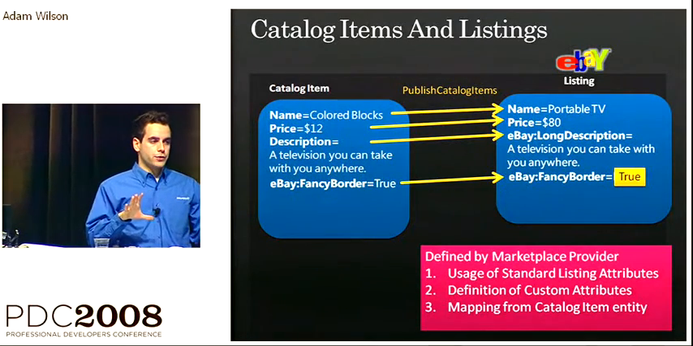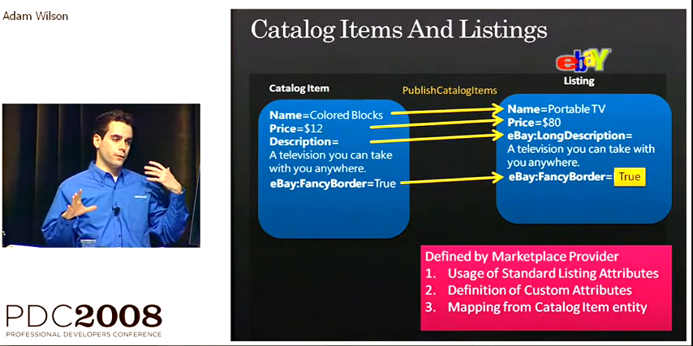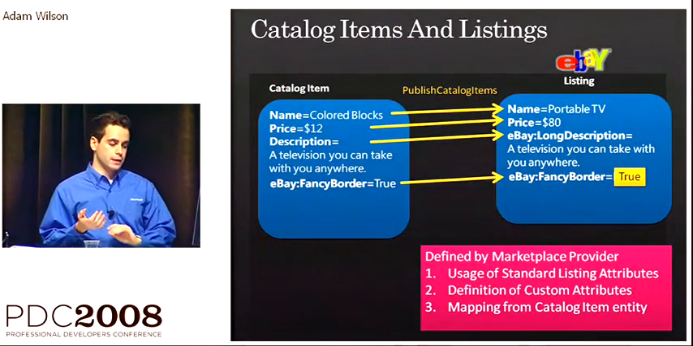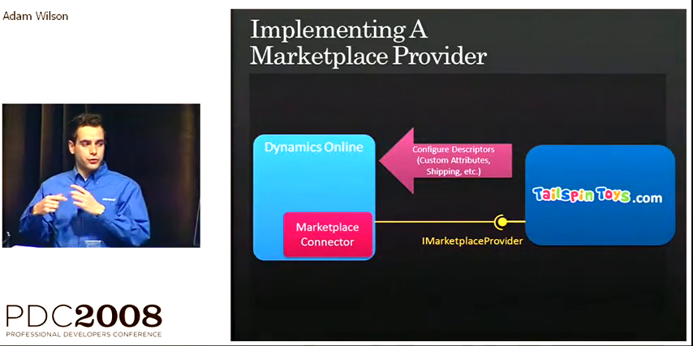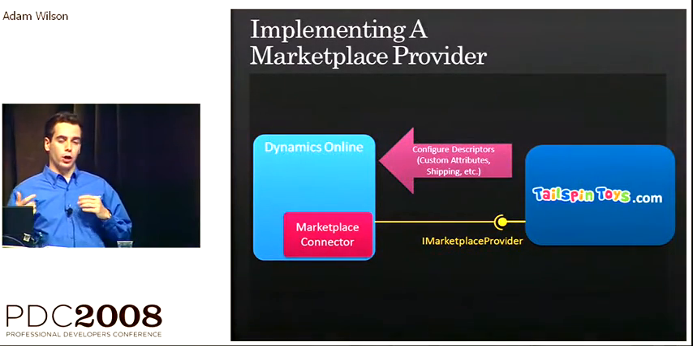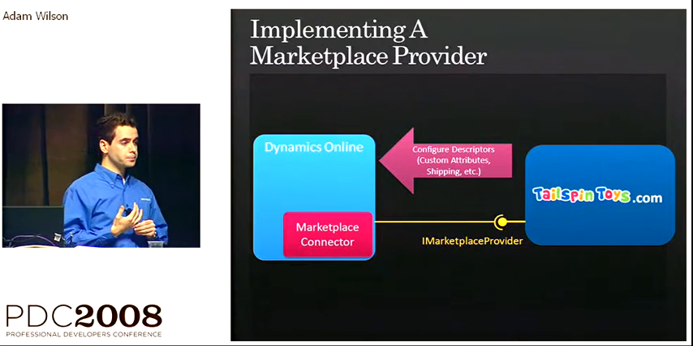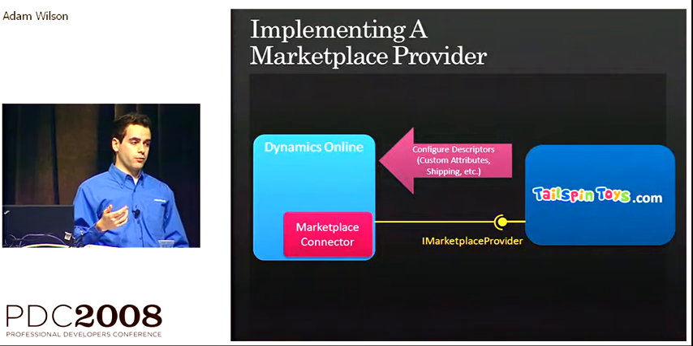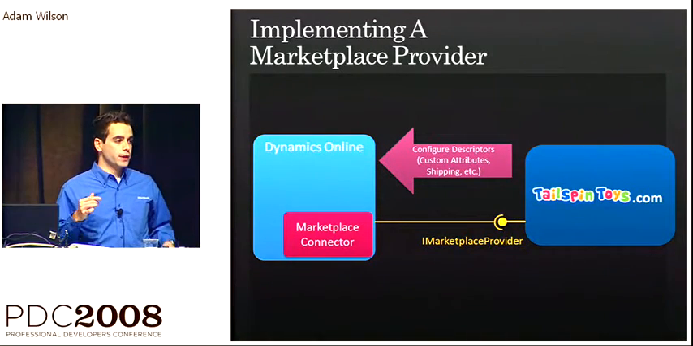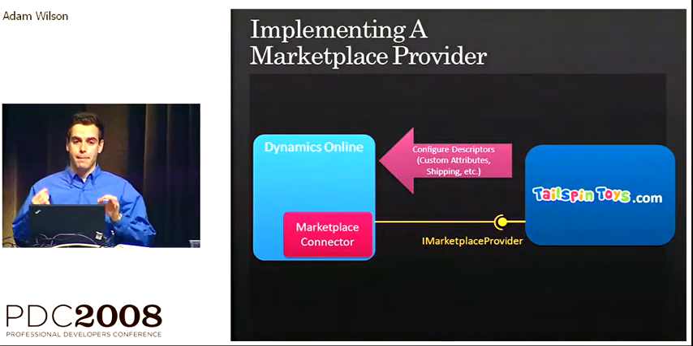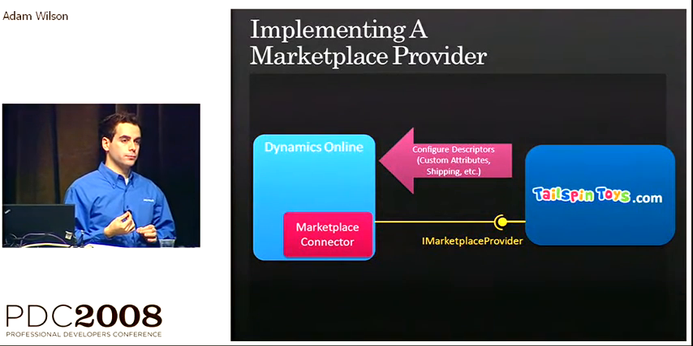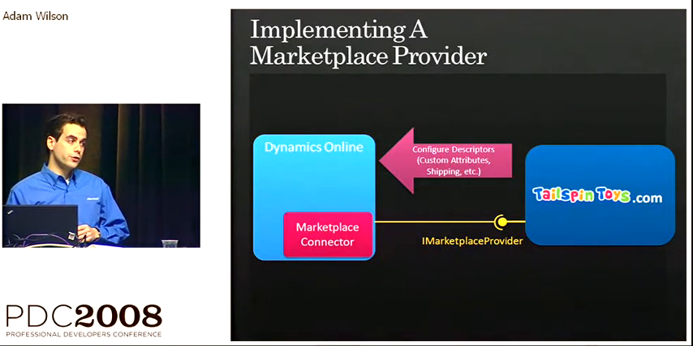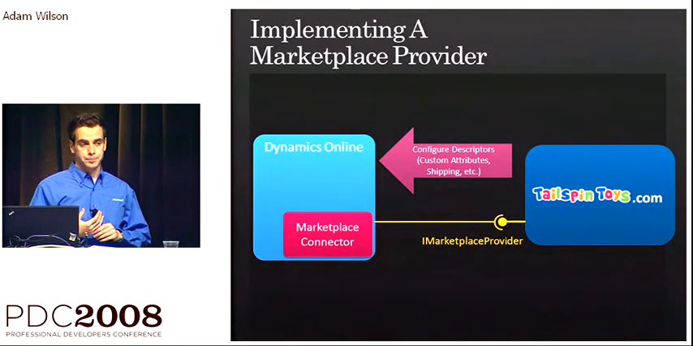So now that we've looked at this process of publishing a catalog item from our standard model to a listing model, which is used on marketplaces, I just want to go through again the two steps of the process involved in implementing a marketplace provider, because I'm going to show this later. First thing we do, if, for example, we wanted to build a marketplace provider for tailspintoys.com, is we configure the descriptors. And this is the metadata about my marketplace: the custom attributes I use, the shipping information, the categories.